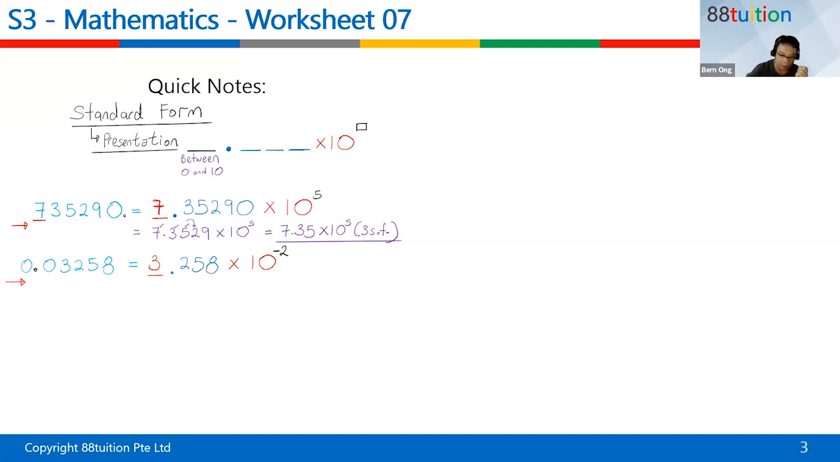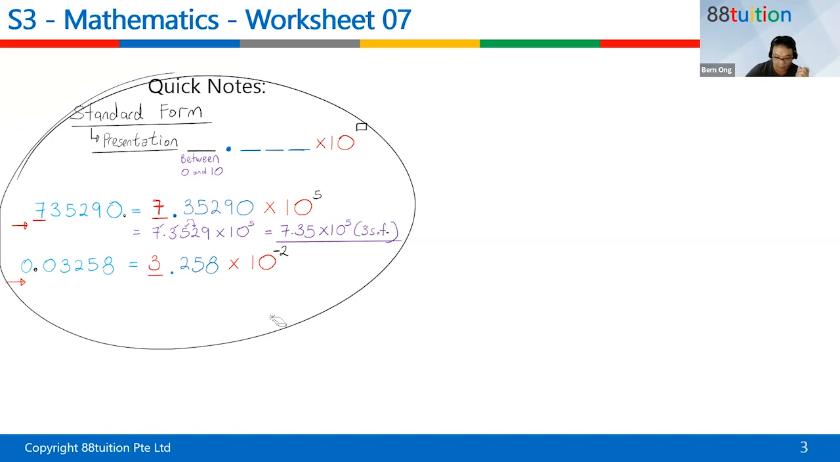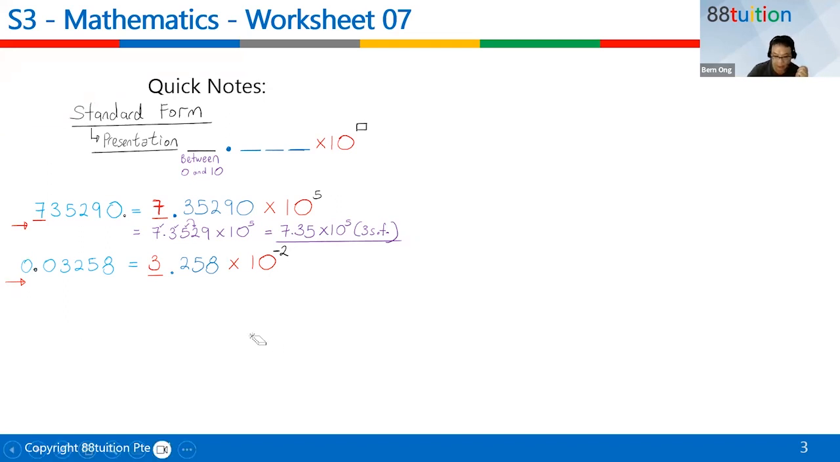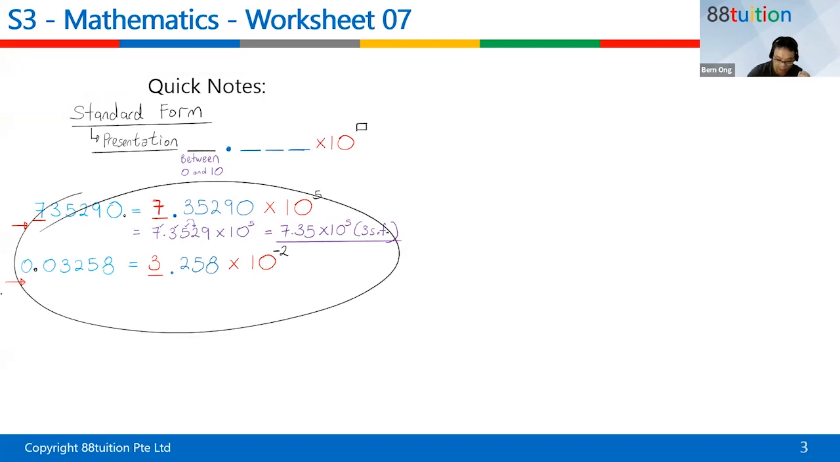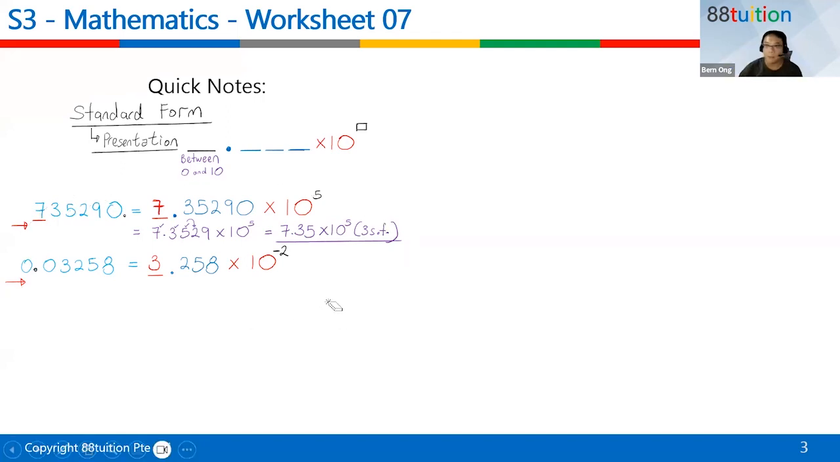All right, so let me just start off with standard form first. Standard form is just a way of presentation. It's a way of presenting your answer. The first digit down here, before the decimal, must be between 0 to 10. Continue to write in the remaining digit and write a times 10. All right, so these are the 2 examples I gave you just now. All right, so standard form is just a way of presentation. Just remember that already.